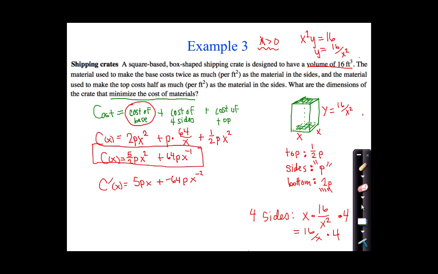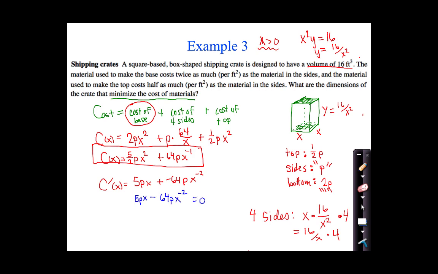So messy algebra, don't forget some of your algebra from years gone by. That is not the blue that I wanted. There we go. But if I want to know when 5px, for what values of x, p isn't a variable, and I'm just going to write minus 64p x to the negative 2. I want to know when that equals 0, because that's going to be a flat spot on my graph, if nothing else. We can investigate.